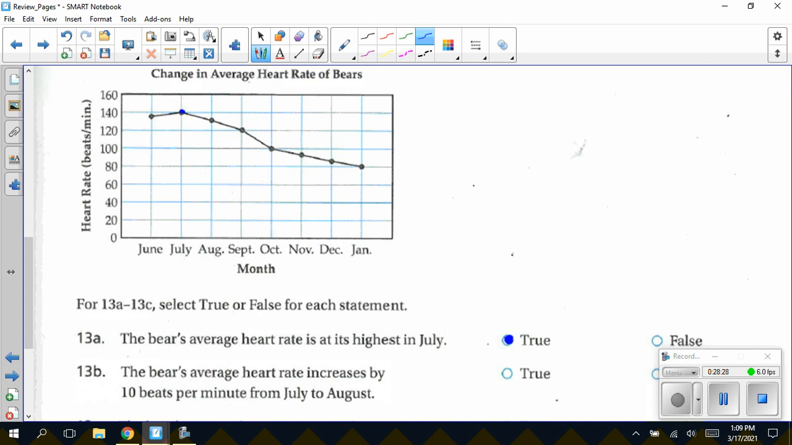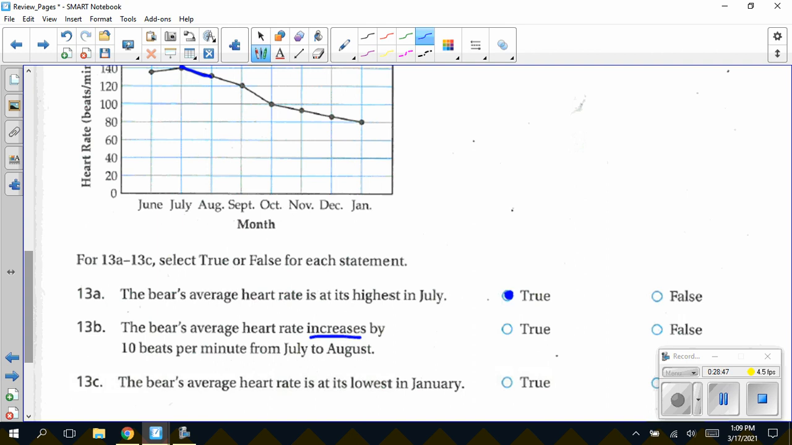B, it says the bear's average heart rate increases by 10 beats per minute from July to August. Well, right away it says it's increasing, but my line is going down. If my line's going down, that means it's decreasing. So it may have been by 10 beats, however, it went down 10 beats, not up, so that would be false. And then C, the bear's average heart rate is at its lowest in January. And again, the lowest dot that was plotted is the January dot, so that is true.